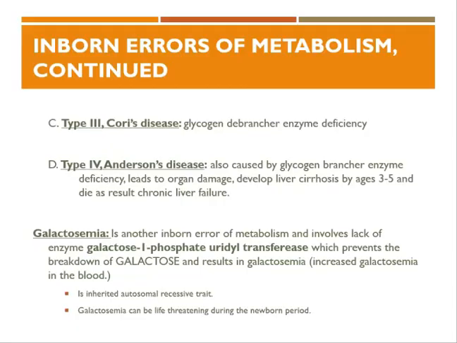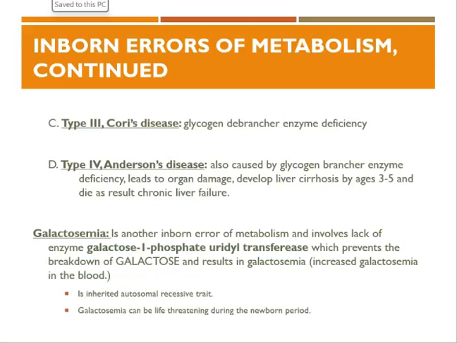Continuing on in our inborn errors, type 3 is Cori's disease. This is a glycogen debrancher enzyme deficiency. This enzyme plays a vital role in converting glycogen to glucose. Then type 4, Anderson disease, is also caused by a glycogen brancher enzyme deficiency, and it leads to organ damage. These patients develop liver cirrhosis by the ages of 3 to 5, and the patient usually dies as a result of chronic liver failure.